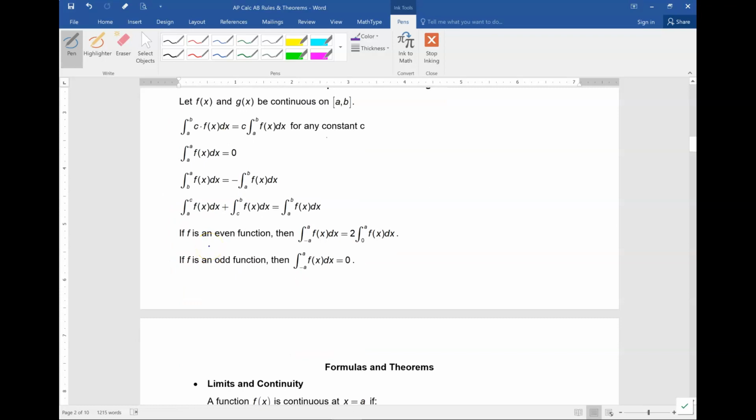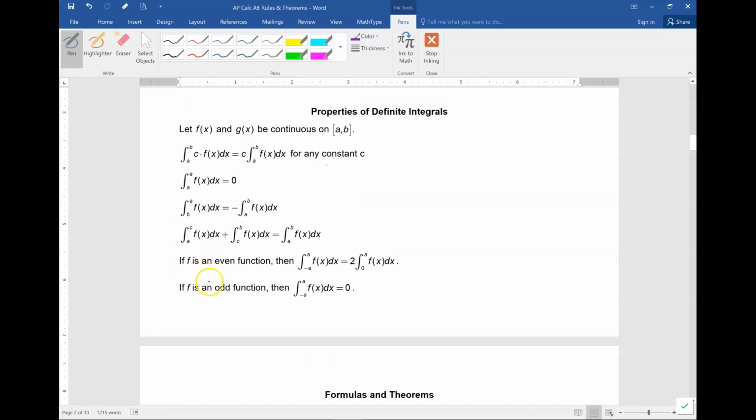This, I think you all know pretty well, right? If you have a constant, you can pull out the constant. Integral from a to a is 0. To switch limits, it's negative. This one, if you have the integral from a to c and then c to b, you can just combine it as a to b.